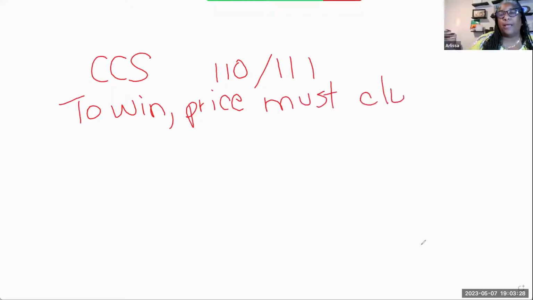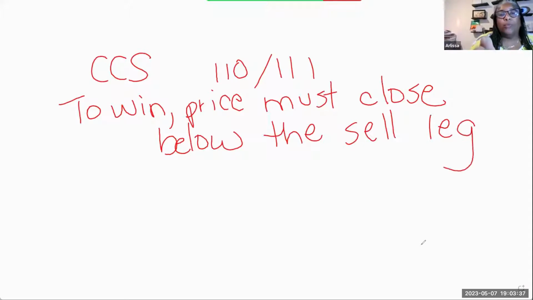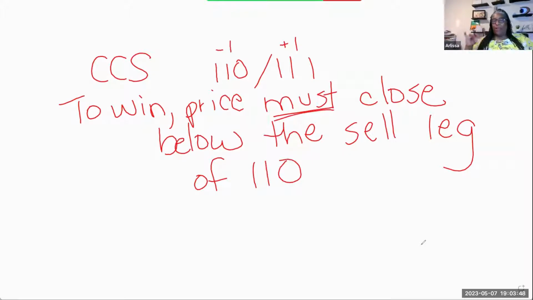I don't know if we talked about it yet, but very good. Price must close below the sell leg. The 110 is the sell leg, 111 was the buy leg. So price must close below the sell leg of 110. That means we need the price at expiration to be less than 110 in order for you to keep all of those premiums.